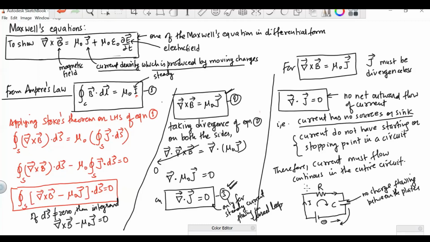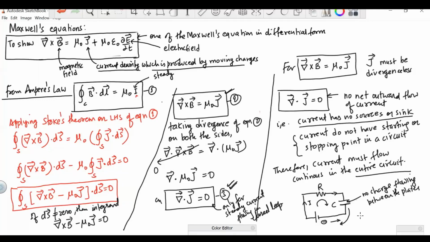So we can think of this in this way. Current starts and stops on the capacitor plate. So we are getting divergence of J equals 0. Clear? But current has to flow continuously in the entire circuit. So current has to stop and start on the plates of the capacitor.